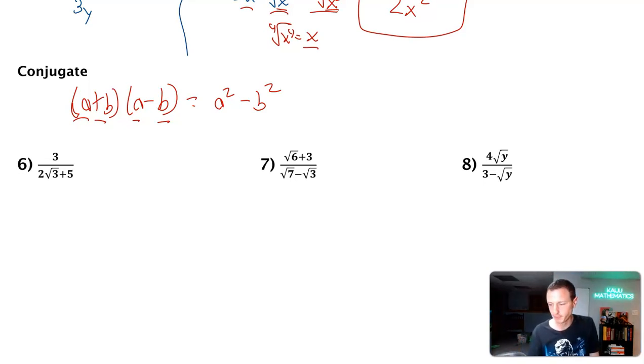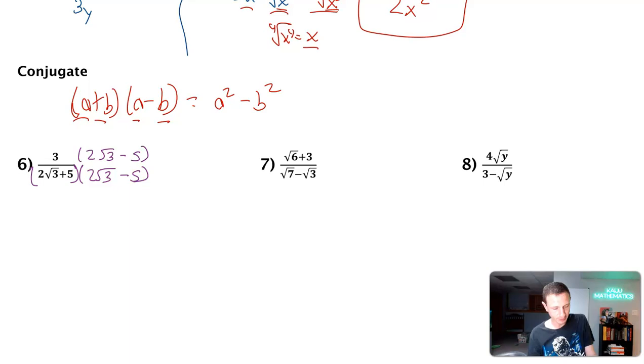So on the bottom, if I have 2 root 3 plus 5, I want to multiply by the conjugate. So that is going to be 2 square root of 3 minus 5. And whatever I do to the bottom, I do to the top. So I'm multiplying the top by 2 square root of 3 minus 5. This is the conjugate, because this was plus, so I have to multiply by the minus.